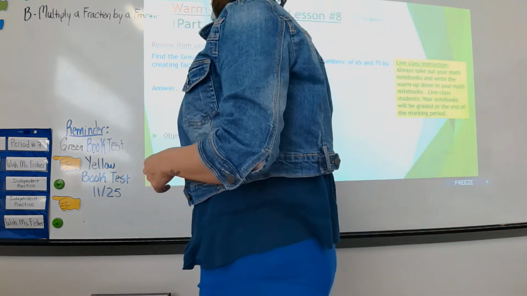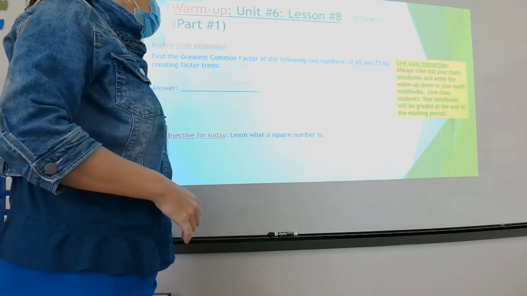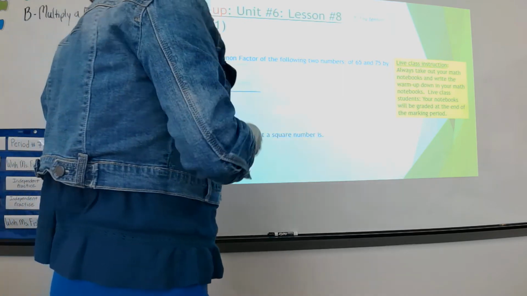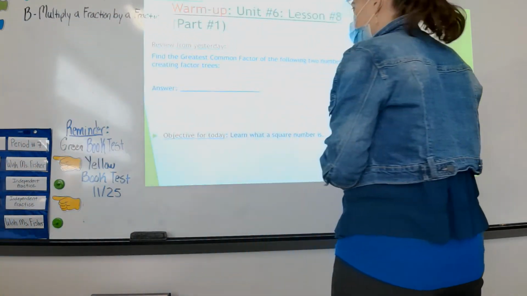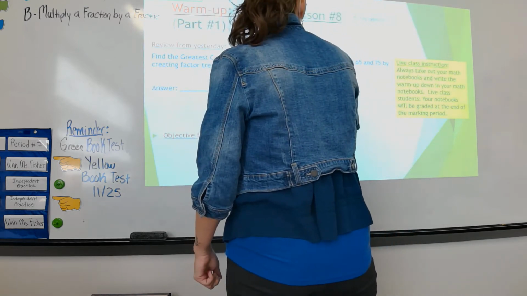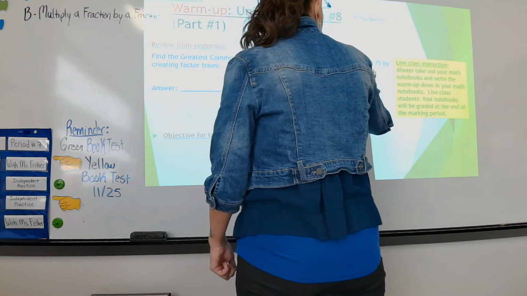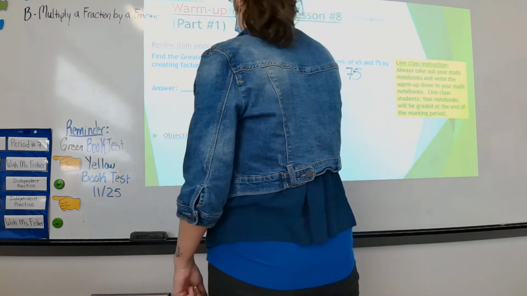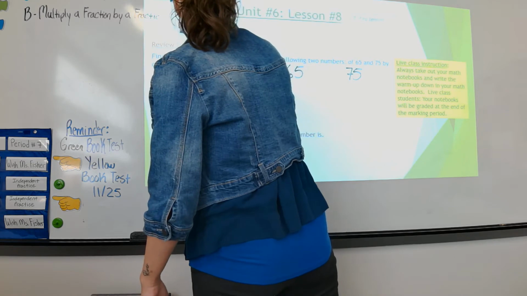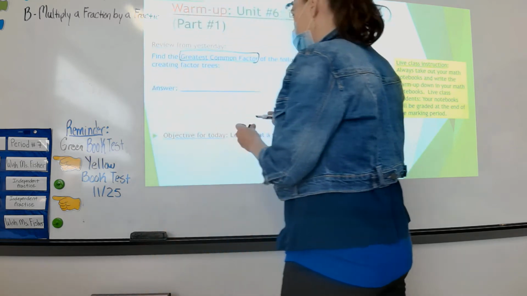Okay, so this is just a review from your last lesson about greatest common factor. So we have 65 and 75. I want you to create a factor tree for both of them, using the method Miss Fisher taught you guys, right? I want you to find your greatest common factor. Okay?